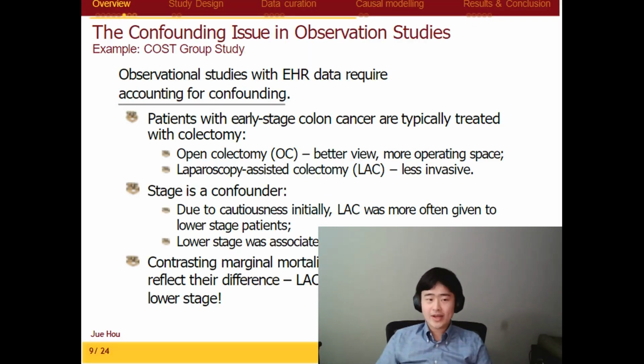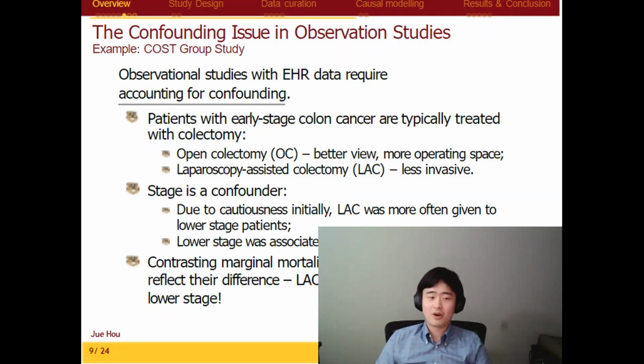So another issue with using EHR for treatment effectiveness comparison is that we are dealing with an observational study, right? The data is given, so the treatment assignment is not randomized. It's really decided by the physician according to their knowledge of the patient's status. So we have to account for confounding. To give you an idea, what is confounding?